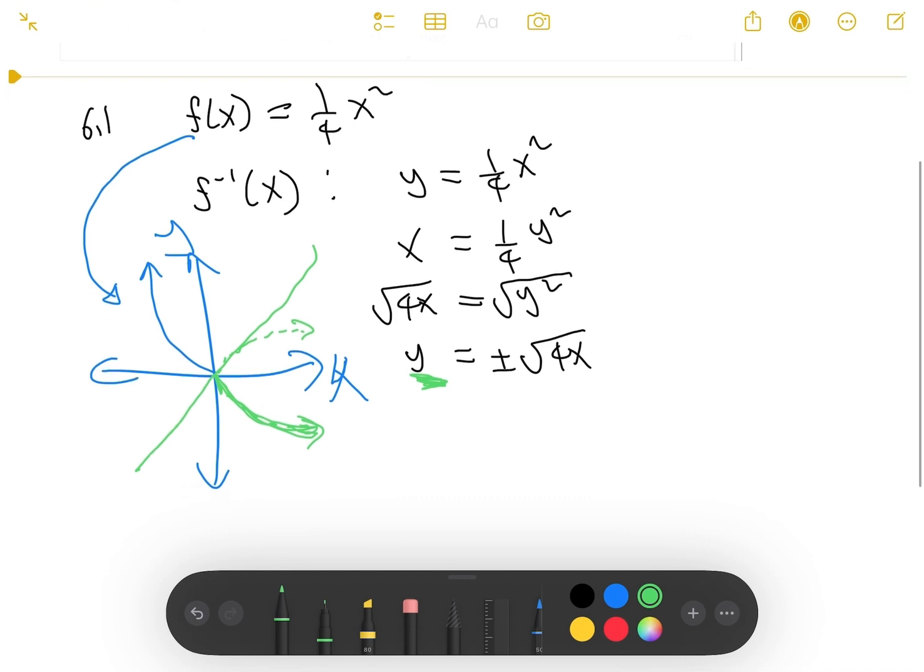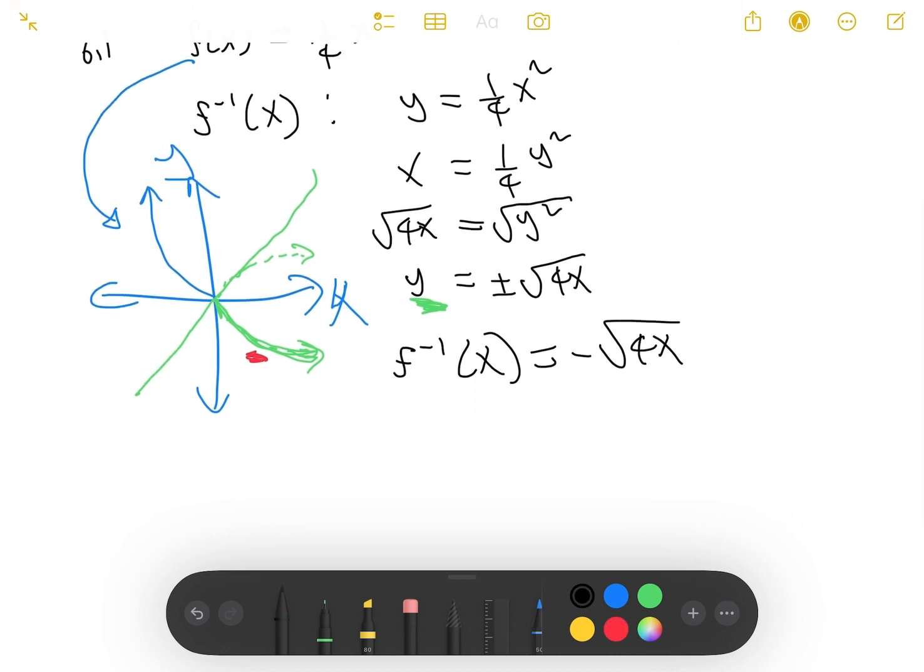So here this means what? Basically our inverse graph is going to be equal to negative square root of 4x, of which here we know that we basically have negative y values, right? So I hope that makes sense.